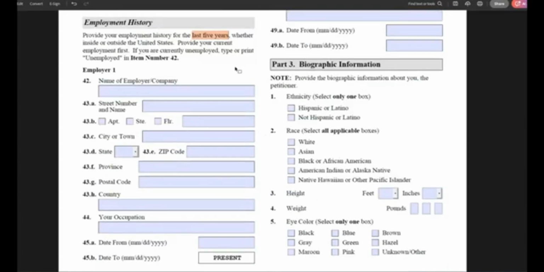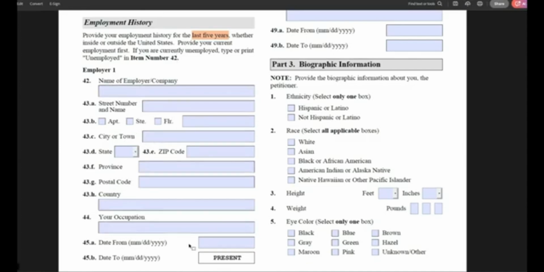Write in your current employer first. If currently you are unemployed, you will write unemployed. If you are a retiree, you can write retired and then indicate the date since when you were retired. Maybe you are a student, then you can just write student. If you write unemployed, student, or retired, you don't have to fill out the address.